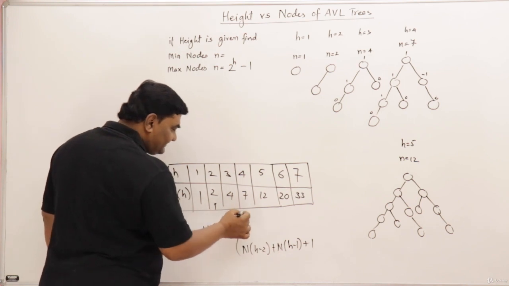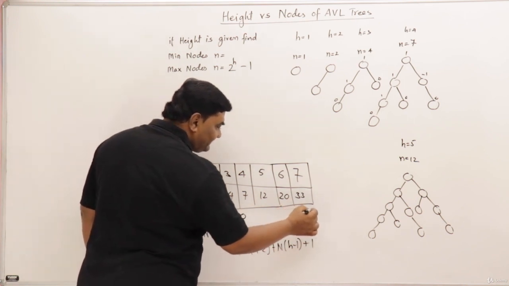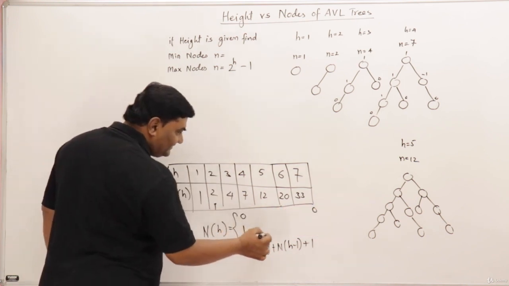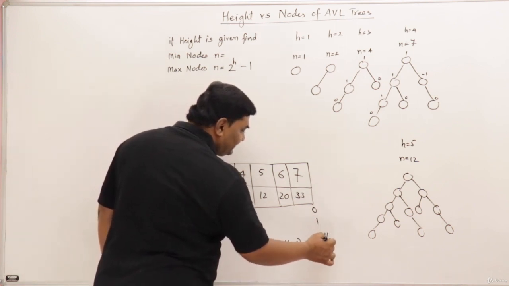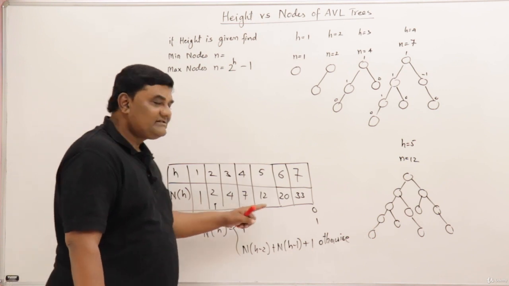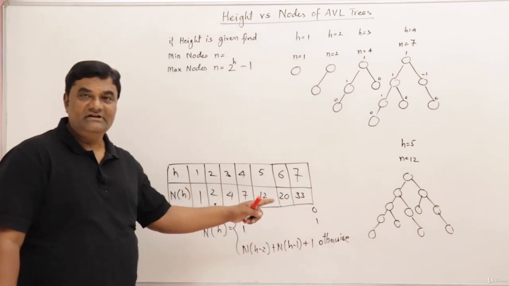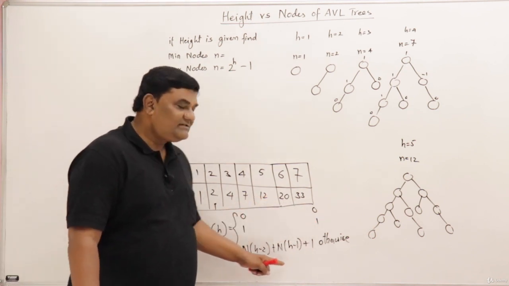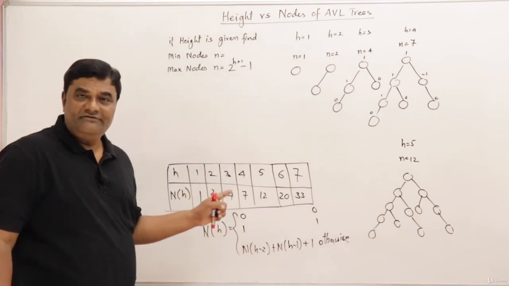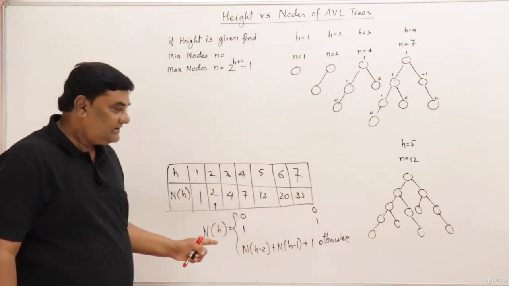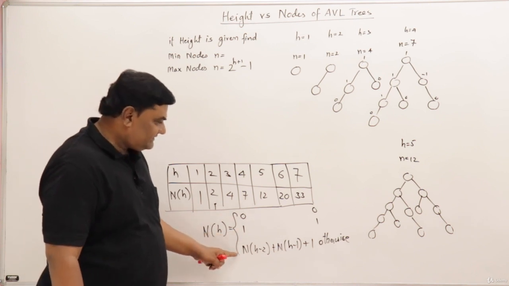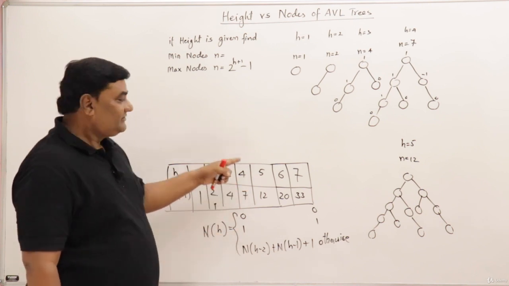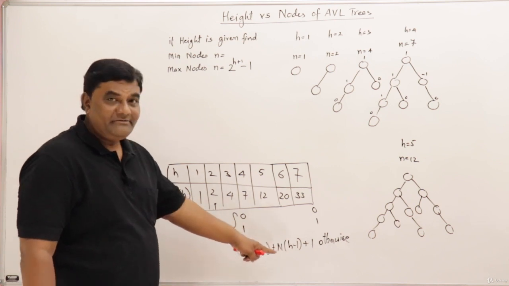So when height is 0, answer is 0. When height is 1, then the answer is 1, right? Otherwise, this is the answer. So when height is 0, answer is 0, height is 1, answer is 1. Otherwise, this is the formula used. So the formula for minimum is this one, and for this is the table. So minimum nodes can be obtained by this formula.